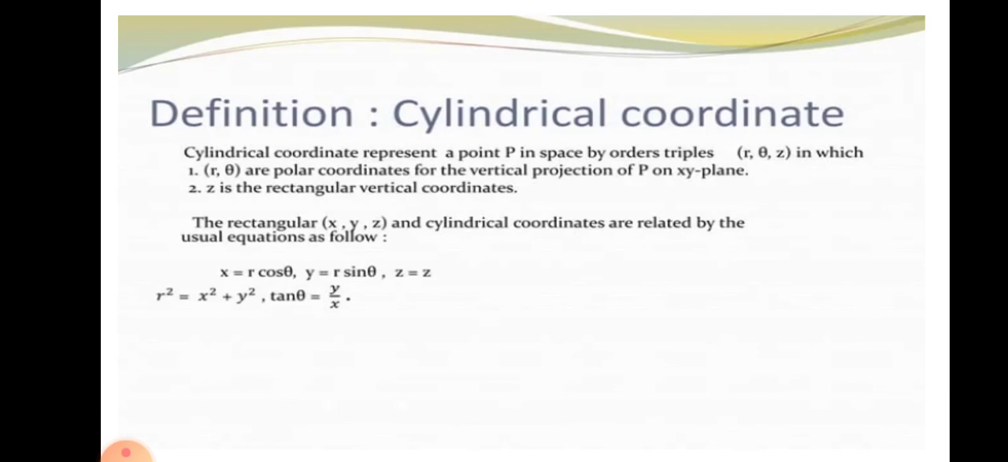The rectangular xyz and cylindrical coordinates are related by the usual equations as follows. x is equal to r cosine theta, y is equal to r sine theta, and z is equal to z. We have r squared is equal to x squared plus y squared, and tan theta is equal to y over x.